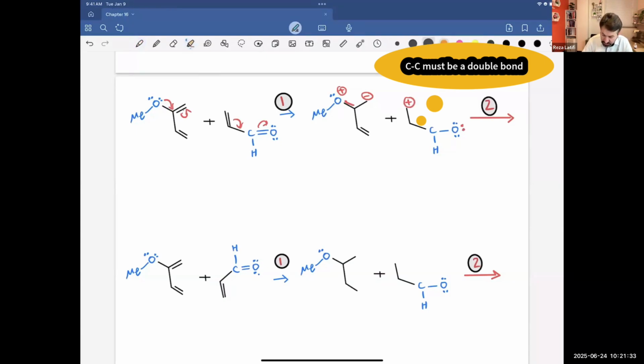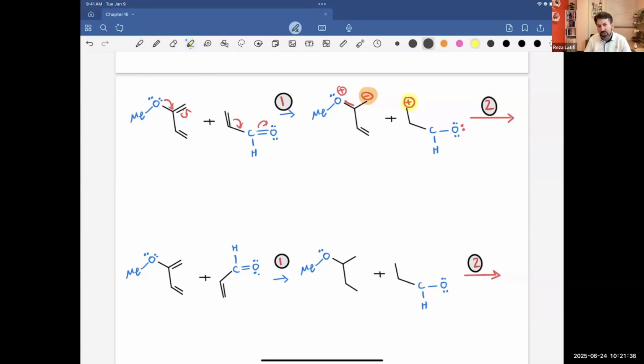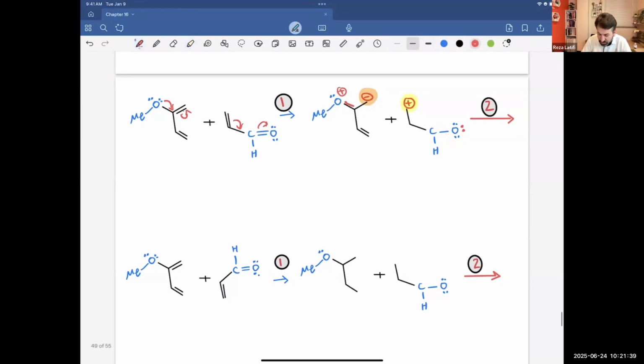Now, I want you to highlight the position of the charges. As you see, they are facing each other. So there will be a driving force to bring these two close to each other, and that's going to speed up the reaction. Now, how about the second one?